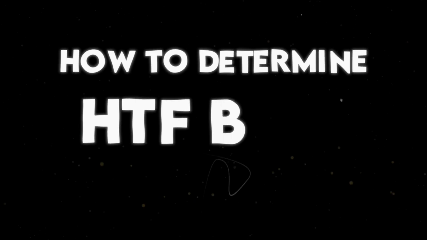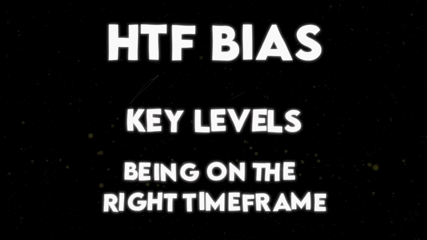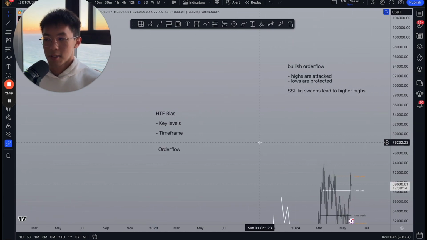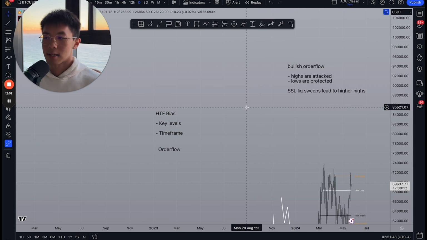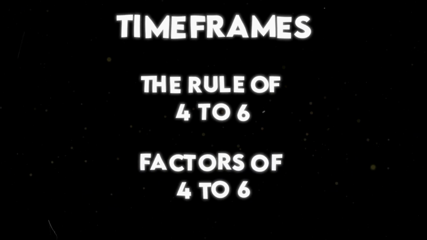Now, there is only one thing that you really need in order to determine your higher time frame bias, and that's key levels. And you also really need to be on the right time frame, so I'm going to cover that as well. But let's talk about time frame first, because if you're not on the right time frame, it's kind of hard to do everything else. So when it comes to time frames, this tends to be a topic that causes a lot of confusion for many people. But the only thing you need to remember about time frames is the rule of 4 to 6, or factor of 4 to 6.